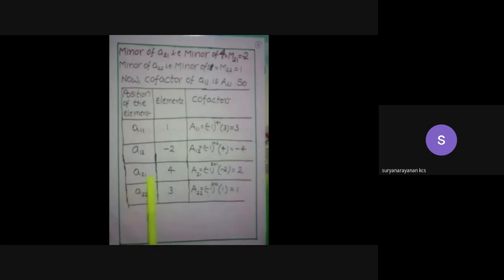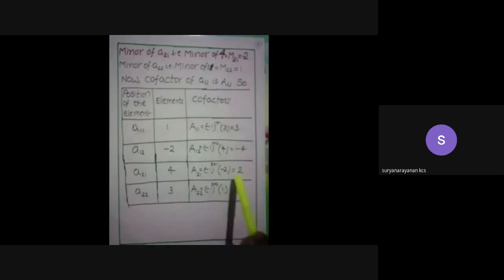A21, the second row first element, is 4. Now we are going to find its cofactor. It is denoted by capital letter A21, that is equal to (-1) to the power 2 plus 1 into its minor, which is -2. Already we found here -2, so we write it. By simplifying these numbers we get here 2. Is it clear, my dear children?